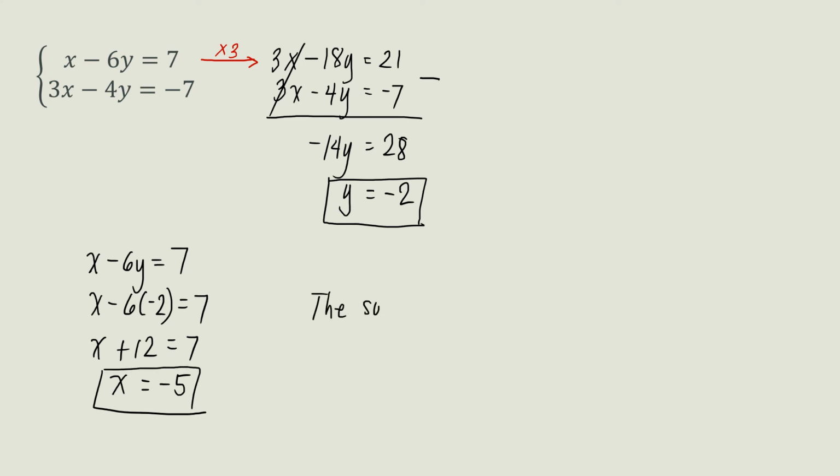Okay, so the solution of the given system is negative 5, negative 2. Okay, as simple as that.